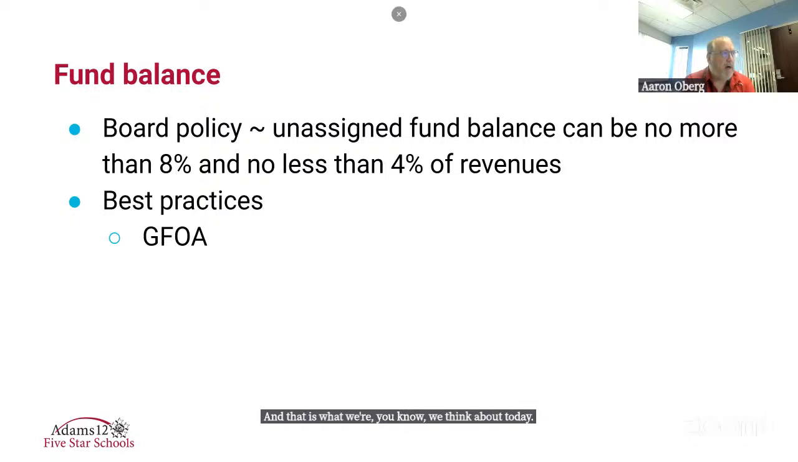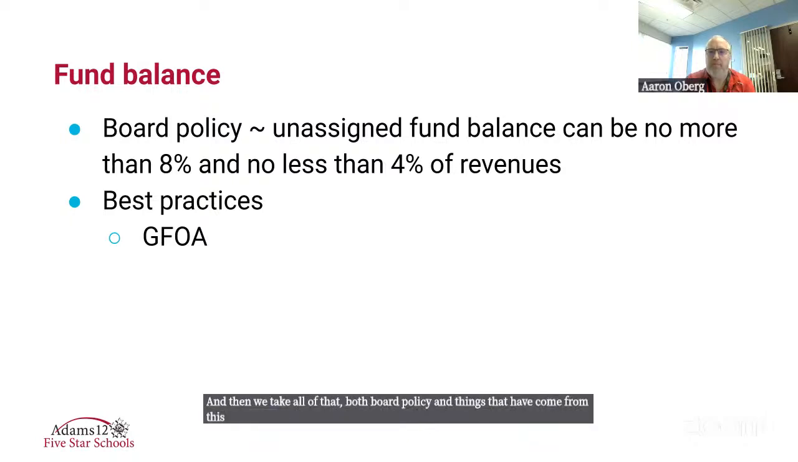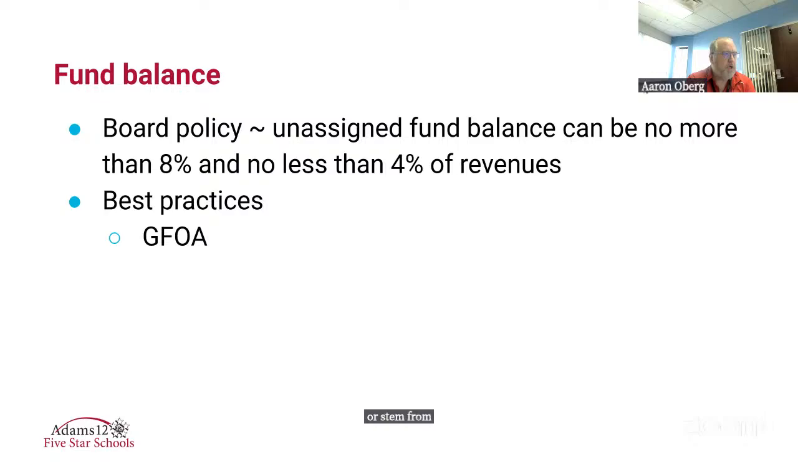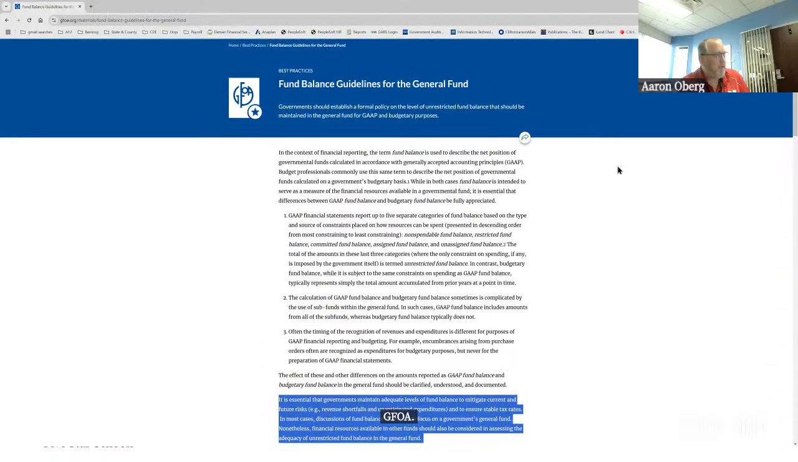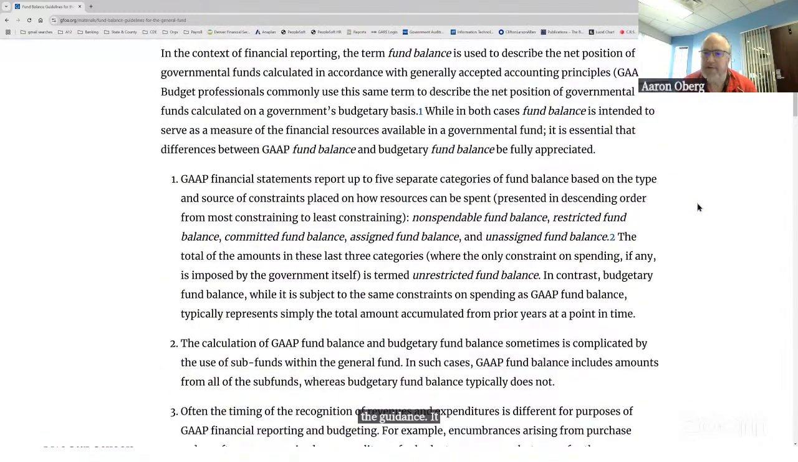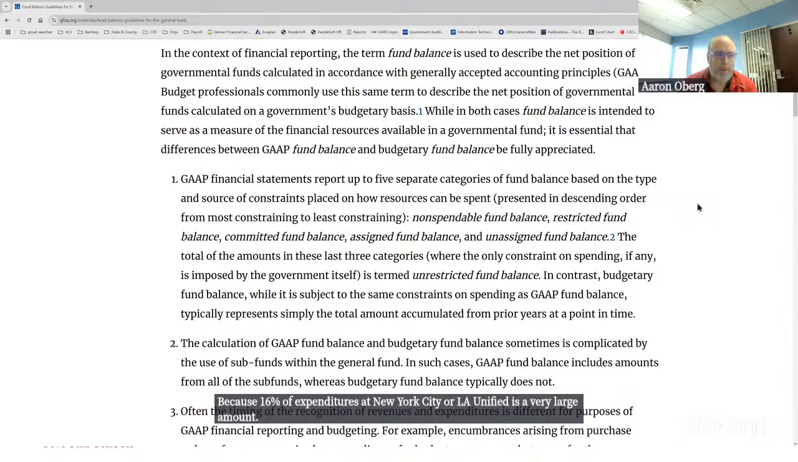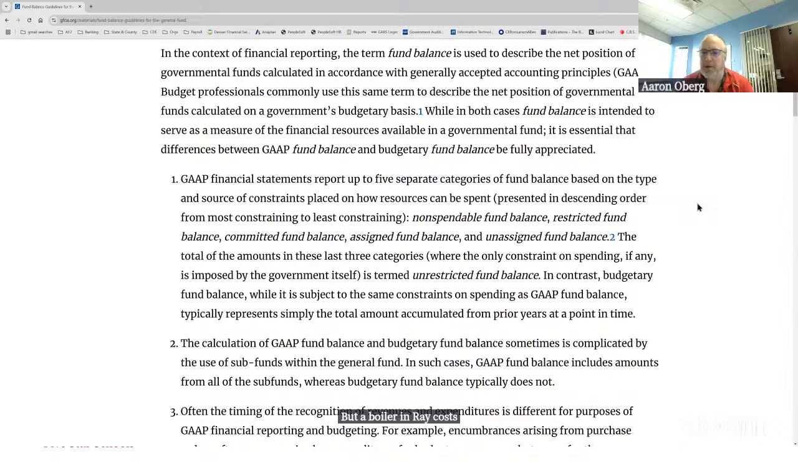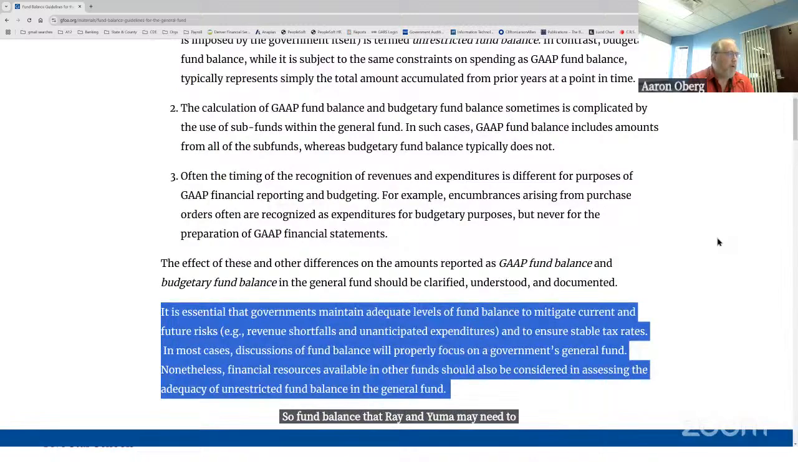And then we take all of that, both board policy and things that have come from this, all stem from GFOA. And we'll share more of this, and I'll print some of this and put it into the guidance. It used to say 2 months of expenditures, which would be somewhere around 16%. It doesn't say that anymore because 16% of expenditures at New York City or LA Unified is a very large amount. But a boiler in Ray costs the same amount as a boiler here. So fund balance at Ray and Yuma may need to be larger than the fund balance that we have.